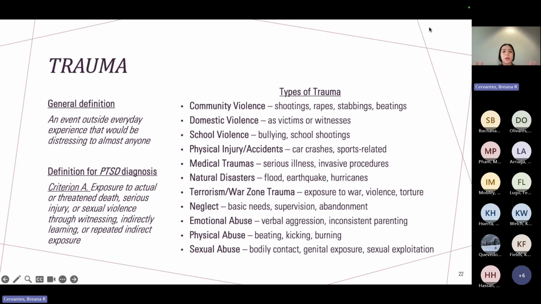We're going to talk about trauma generally, and we're going to talk about what it means to have criterion A, the PTSD diagnostic criteria, met. So trauma in general, take it out of the PTSD context, just think about it broadly. A general definition would be an event outside everyday experience that would be distressing to almost anyone. So this is a very broad, common definition.